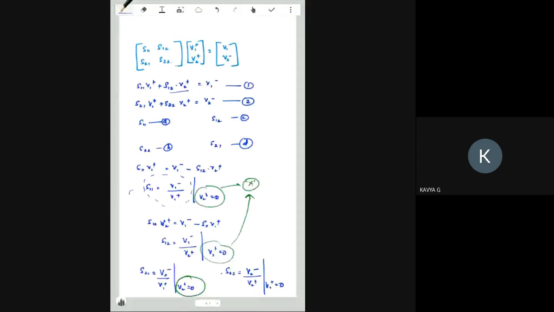Is that correct? S22 is V2 minus by V2 plus, provided that V1 plus is 0. Okay, these are the key things.